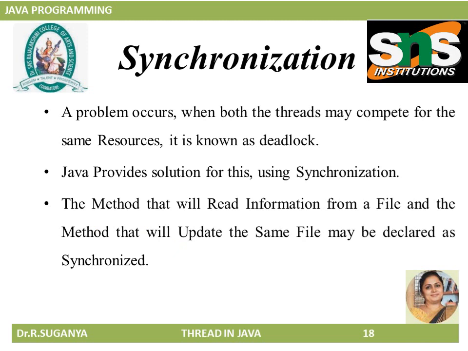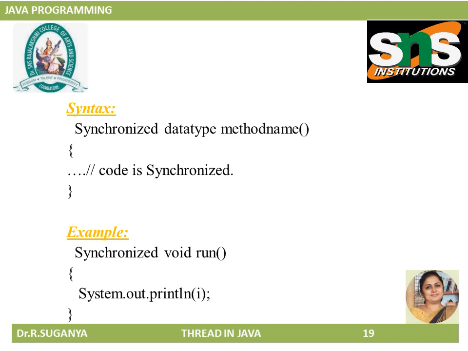And next is about synchronization. So a problem occurs when the threads compete for the same resources. It is known as deadlock. So Java provides solutions for this using synchronization, and the method that will read information from a file, and the method that will update the same file, may be declared as synchronized. Syntax: synchronized datatype methodName. Example: synchronized void run.